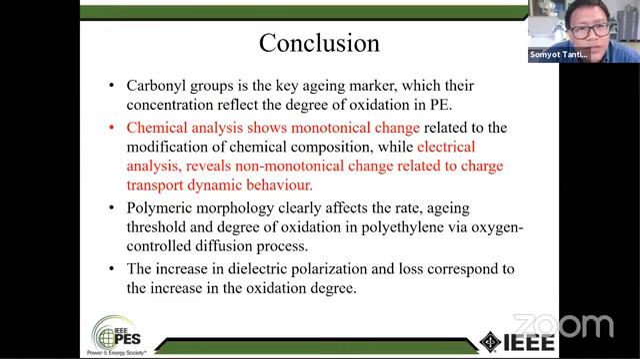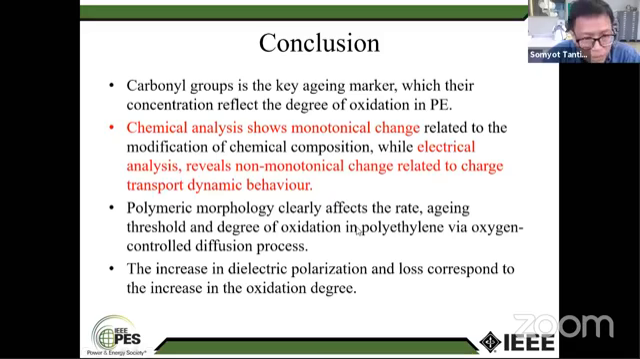And for the conclusion. Conclusion: the carbonyl group is the key aging marker for this project, as presented in many journal papers, whose concentration reflects the degree of oxidation in PE. Chemical analysis shows monotonic change, while the electrical analysis reveals non-monotonic change. This is a disagreement between chemical change and electrical change. The trend is not the same.